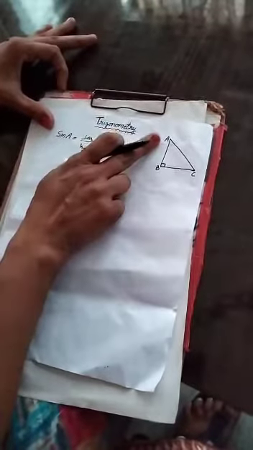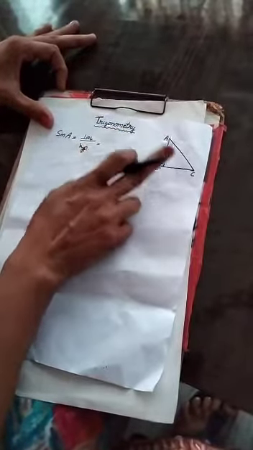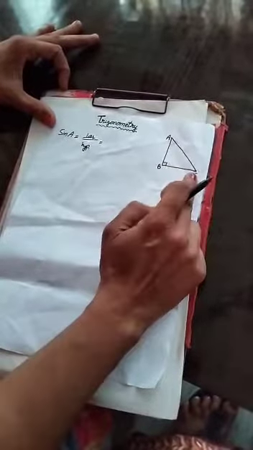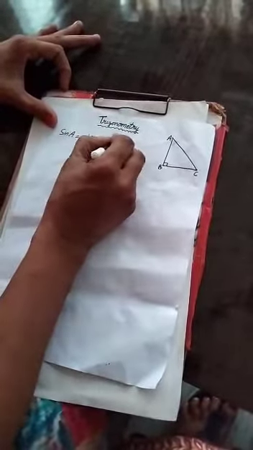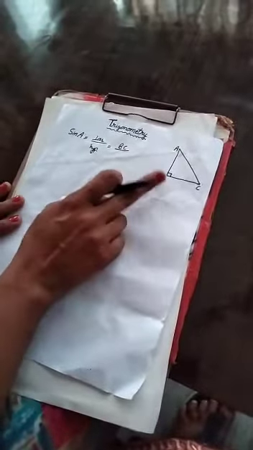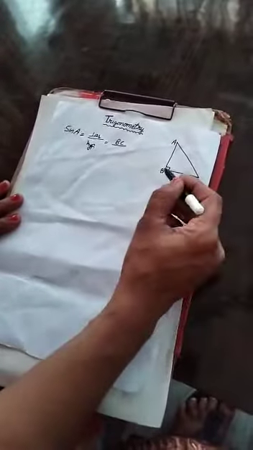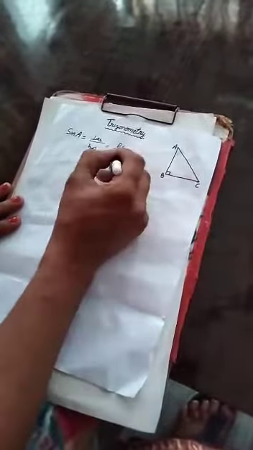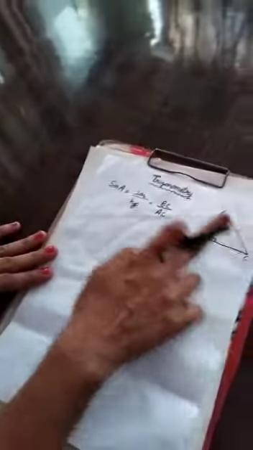What is perpendicular? Perpendicular is opposite side to angle. Which is opposite side? Opposite side is BC. And what is hypotenuse? Hypotenuse is the side opposite to the right angle in a right angle triangle, and that is AC. Then what is sine A? Sine A is BC upon AC.